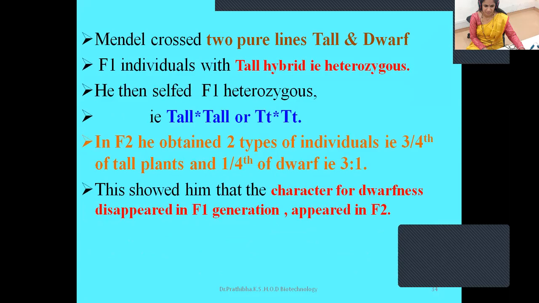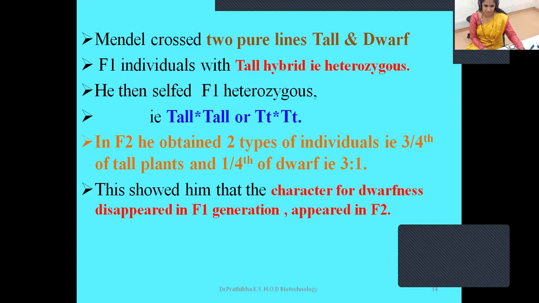He then selfed the F1 heterozygous, that is tall crossed with tall. Here he got in F2 two types of individuals, that is 3 by 4th tall plants and 1 by 4th dwarf plants, that is in 3 is to 1 ratio.